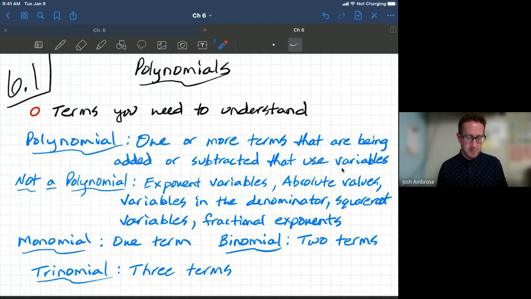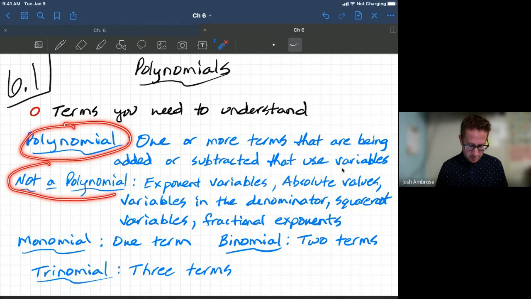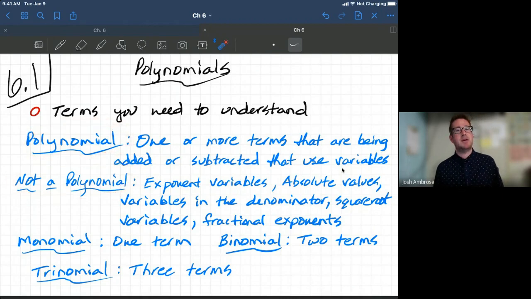Okay, so all of these terms that you see, we got polynomial, not a polynomial. You're going to have to understand the basics of what a polynomial is. Basically, we're talking about one or more terms that are added or subtracted, and these terms are using variables. Now that's a very easy, basic definition.